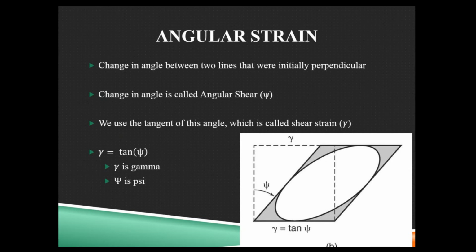Angular strain has to do with shearing because the angles are changing. Pretty straightforward. The change in angle between two lines that were initially perpendicular. So these initial strain axes, if there's shear, if there's general shear, they change angle, and we can figure out the angular strain.